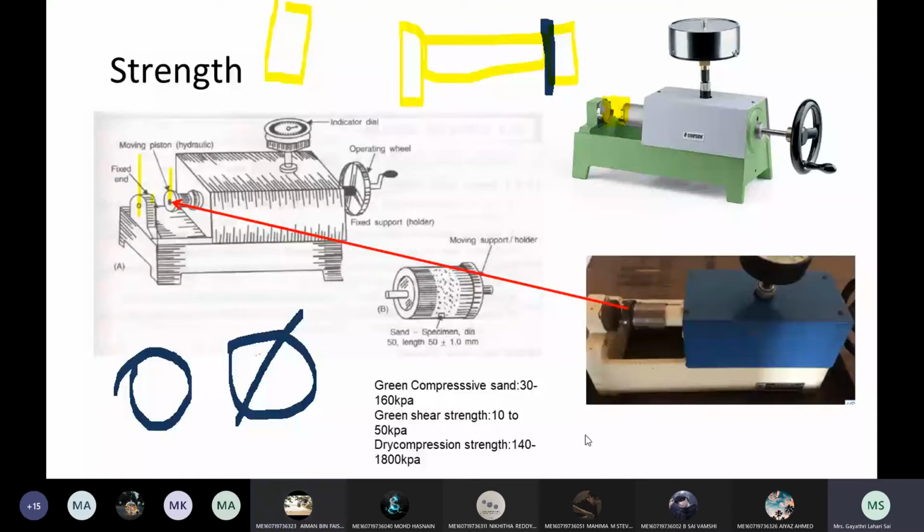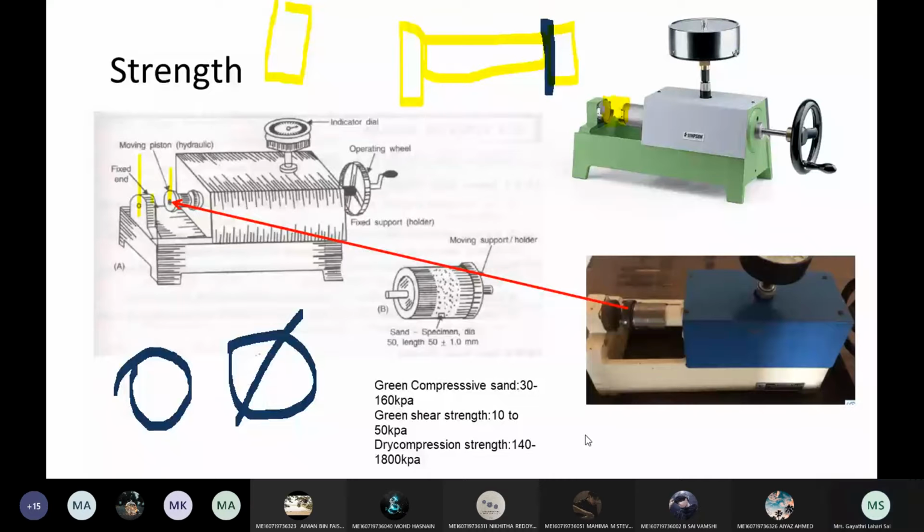Okay, what we'll do, we will also test this in our college. You will be given the jar, that is the test tube. Take the sand, do the sand ramming process, and we'll do this dry strength. We can't do the dry strength because we need to have a furnace. So we will check the green compressive strength and the shear strength, whether we are getting it in this range or not, in our college.